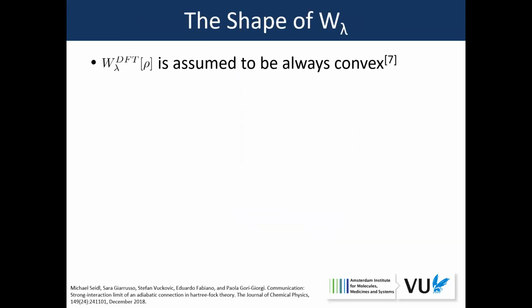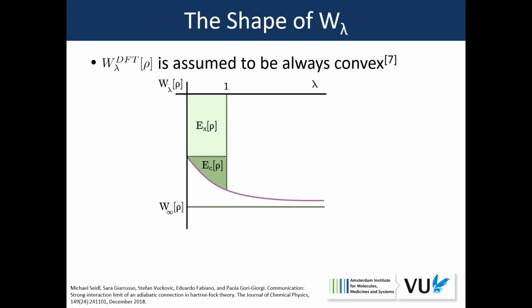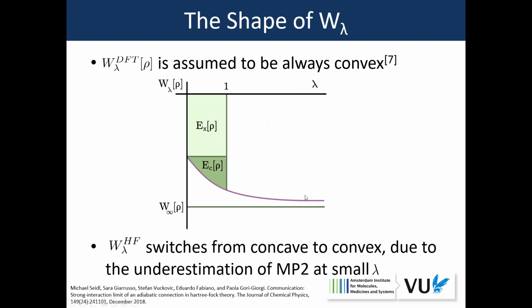So a big difference between the two is that the DFT adiabatic connection is assumed to be always convex, or at least piecewise convex, as you can see in the plots here, where we have a convex function. But this isn't the case in the Hartree-Fock adiabatic connection, because it needs to change from a concave function, due to the underestimation of MP2 at small lambdas, to a convex function, because that was proven to be the case in the large lambda limit. So we need to have this change from concave to convex curves.